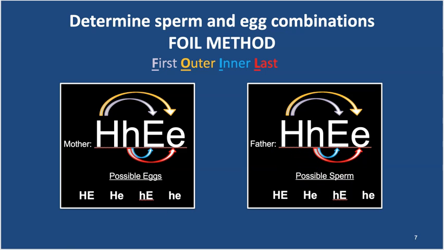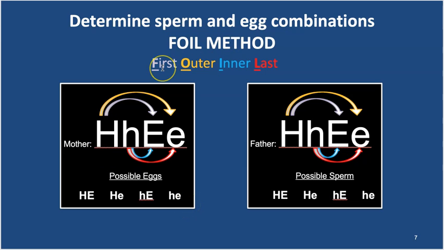What I really want you to note down here is that each egg contains just one copy of each gene. Each sperm contains just one copy of each gene. You don't have a big H and a little h in one sperm. It's not possible, or it shouldn't happen. Instead, you have one copy of H and one copy of E in each of the gametes.